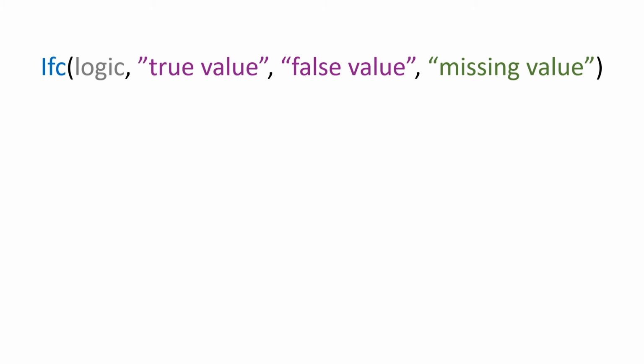Now let me explain it to you over here. This is the syntax, ifc, and then you put your logic over here, then put the value you want to populate when the logic is true, and the value when the logic is false, and put the value if the given variable has a missing value, right? So let's understand this. In this case, we use the syntax of the function as it is. Then this was our logic, and this was the value which we wanted to populate if the logic is true.